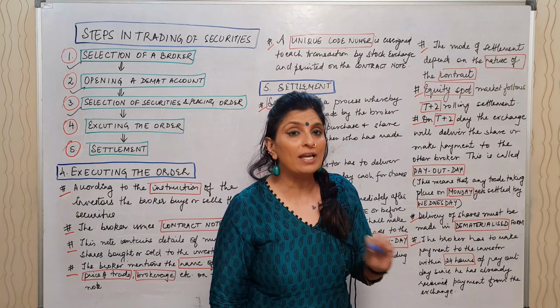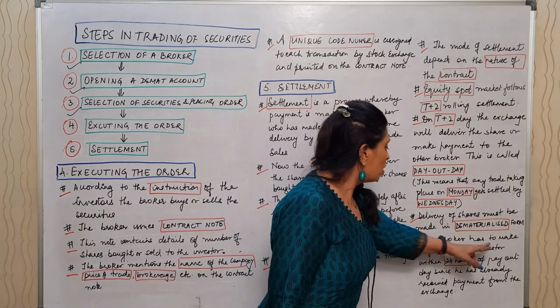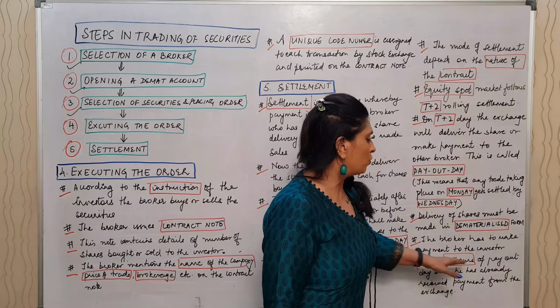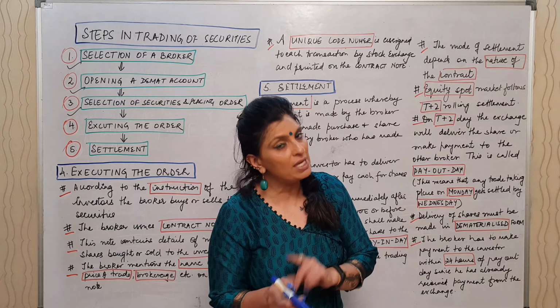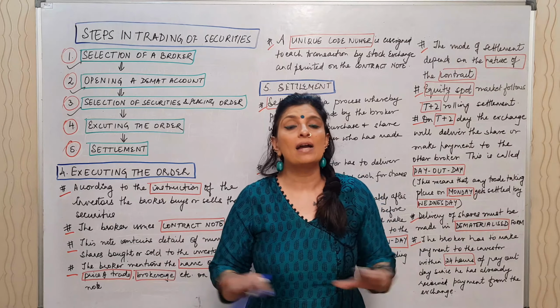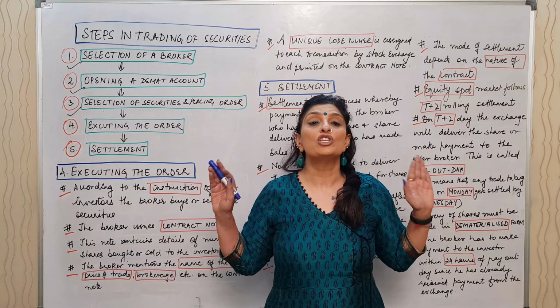It is no more done in paper and pen form. The broker has to make payment to the investor within 24 hours of the payout day, since he has already received the payment from the exchange. Complete transaction done on the stock exchange.